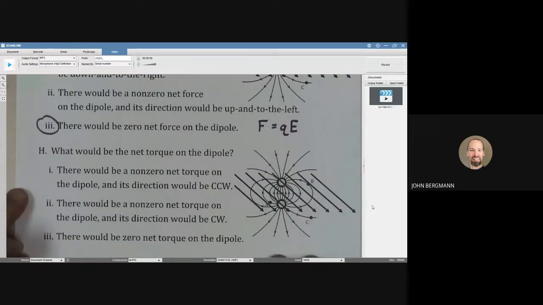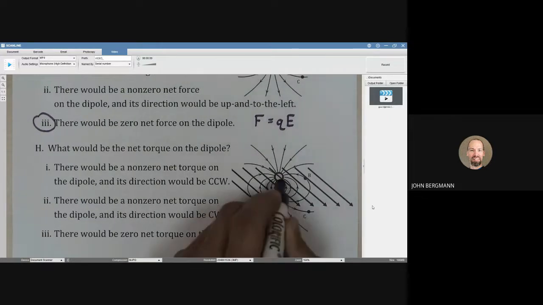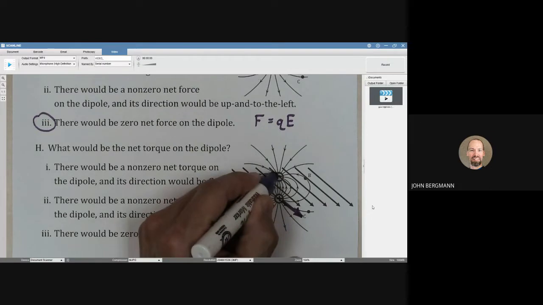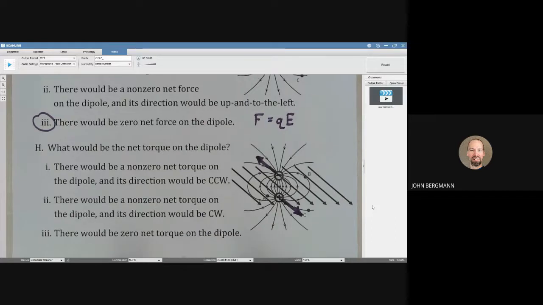What about a net torque? Is there a net torque? The positive part of the dipole was down here. Positive charges experience the direction of the force in line with the field. So this positive part of the dipole is going to experience a force in that direction right there. This negative portion is going to experience the same force, but in the other direction, like that. Now, those forces are equal and opposite, but they are going to produce a torque on this dipole. So this dipole is going to tend to rotate counterclockwise.